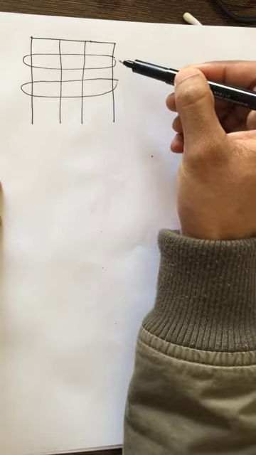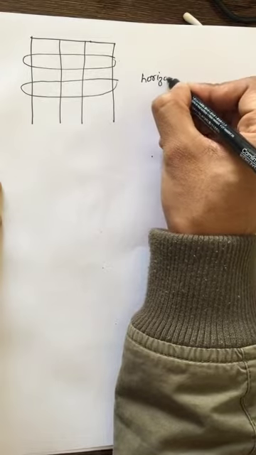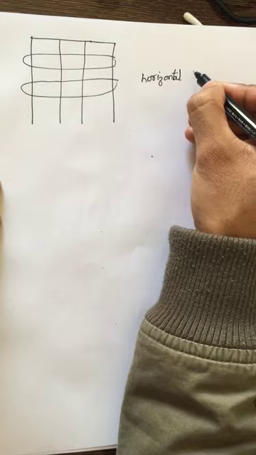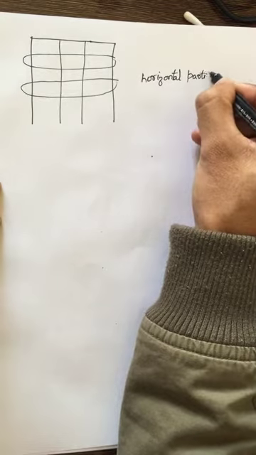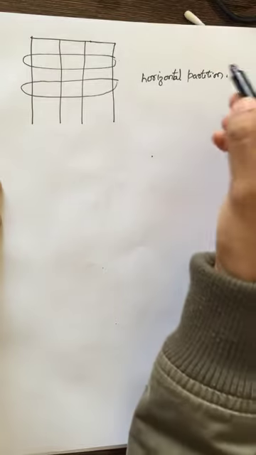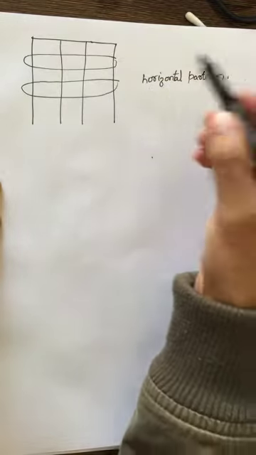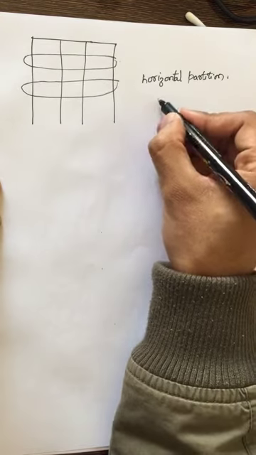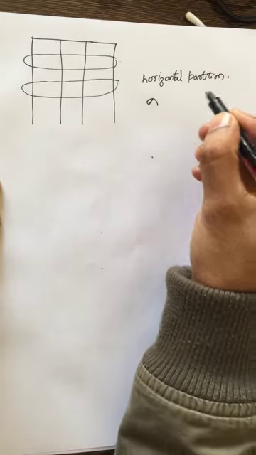Sometimes it is also called horizontal partition. Terminology is important. It is horizontal partition. What is horizontal partitioning? We are dividing the table into two parts. And how to do this? We specify a condition, and generally we use the symbol sigma to represent a select query, and we use some condition.